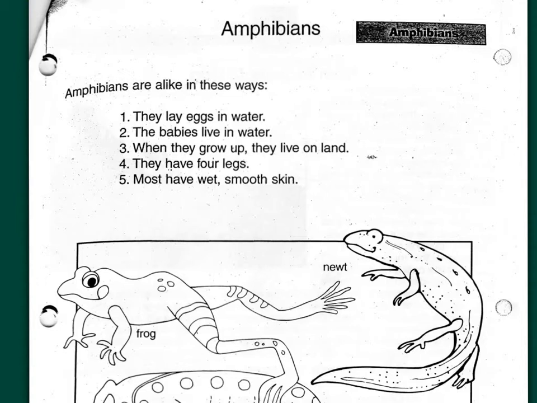So as you're completing your amphibians characteristics assignment, I want you to remember these characteristics and display them in your assignment. Amphibians are alike in these ways. They've got these characteristics. They lay their eggs in the water. Their babies live in water. When they grow up, they live on land. They have 4 legs. They have a wet, smooth skin. Okay. Think about those things.